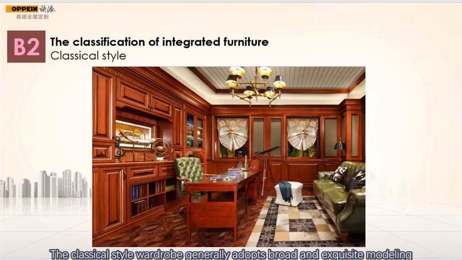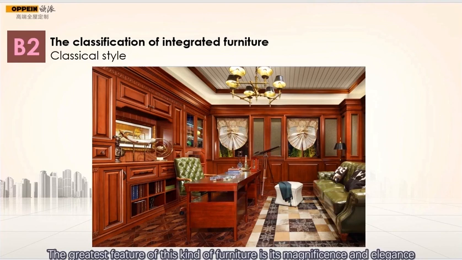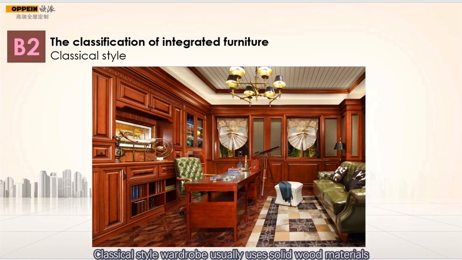Classical style. The classical style wardrobe generally adopts broad and exquisite molding to create a stable, gorgeous, and noble feeling. The greatest feature of this kind of furniture is its magnificence and elegance. Classical style wardrobe usually uses solid wood materials. The texture of natural wood is beautiful, clear, and exclusive.